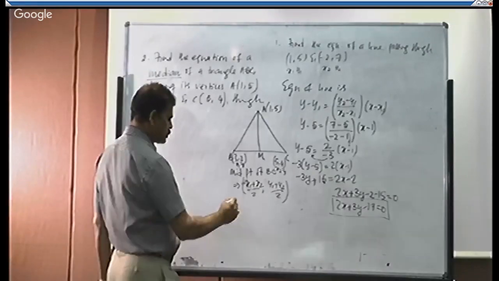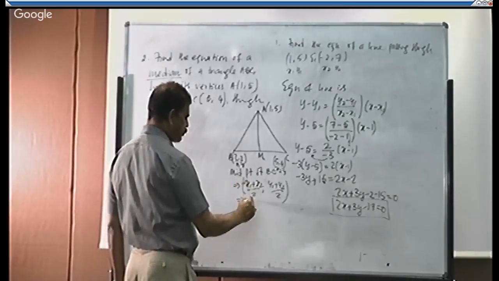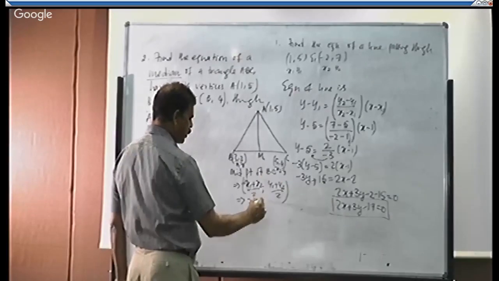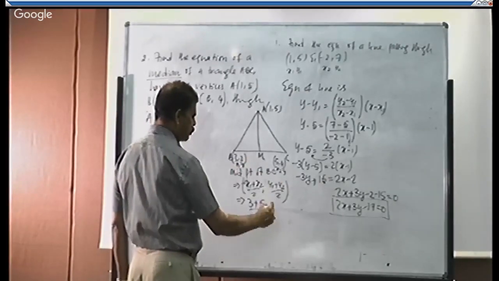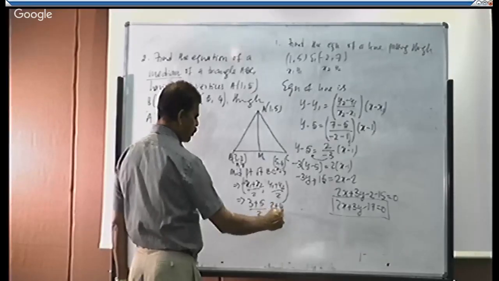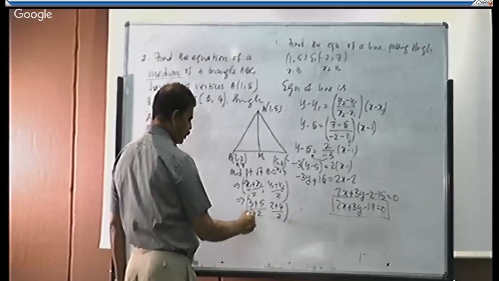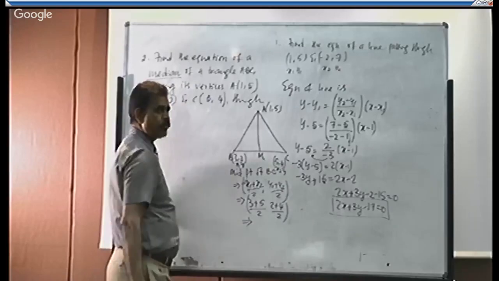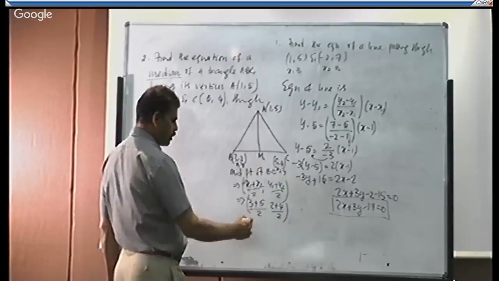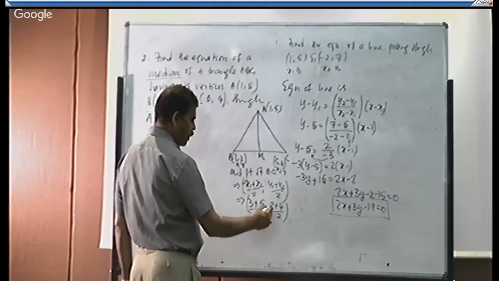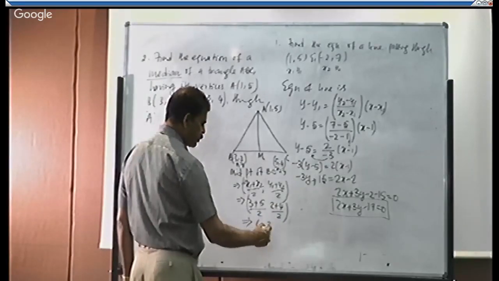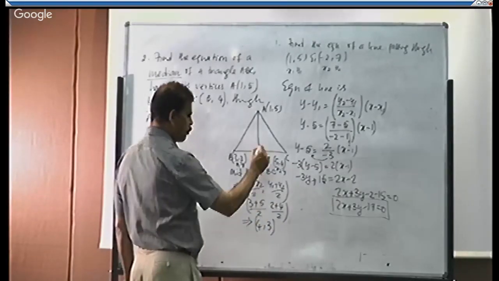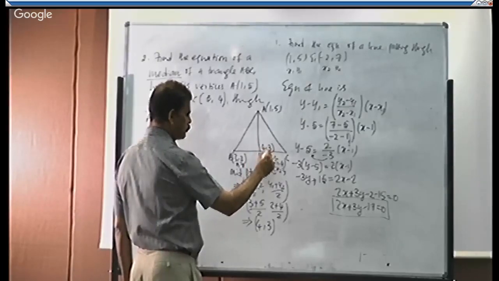Okay, substitute it. x1 is 3 plus x2 is 5, divided by 2. y1 is 2 plus y2 is 4, divided by 2. That is equal to 3 plus 5, which is 8. 8 by 2 is 4. 2 plus 4 is 6. 6 by 2 is 3. This is another point, (4, 3).